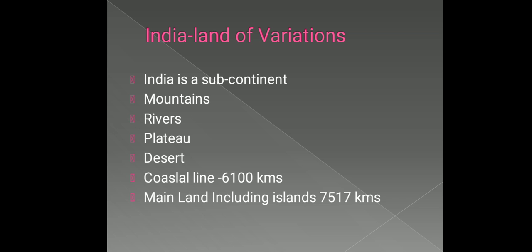If you try to calculate, you will find the coastal line, where the land of India touches the sea or ocean. So the coastal line of India is 6,100 kilometers, while the mainland, including islands, the total length of this area is 7,517 kilometers.